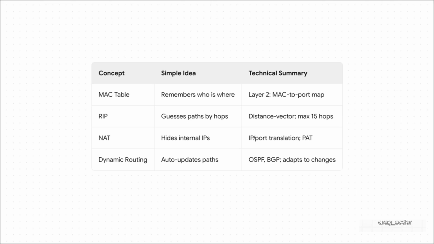You've got the MAC address table, that's the local directory. RIP is the old-fashioned way of guessing paths. NAT is the disguise for going out in public. And dynamic routing is that smart, modern GPS that makes the entire internet actually work at the scale that it does.